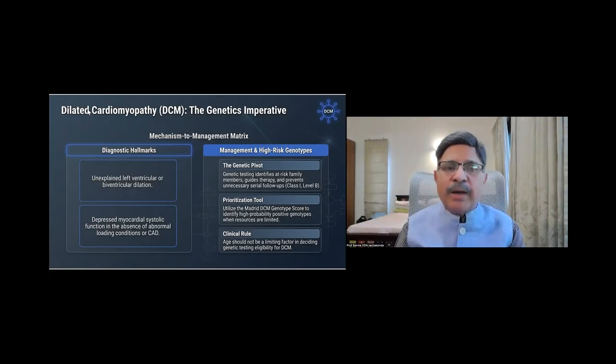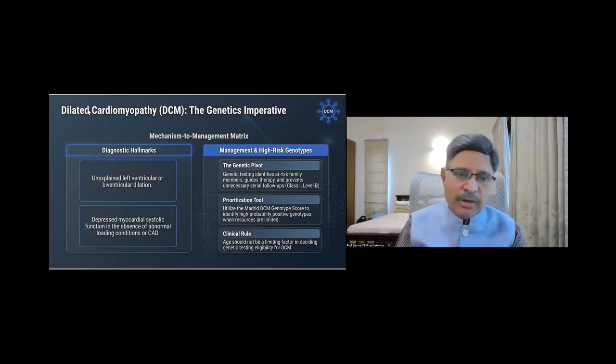Unexplained left ventricular or biventricular dilatation, depressed myocardial systolic function in the absence of abnormal loading conditions. What are abnormal loading conditions? Hypertension, ischemic heart disease, aortic stenosis, aortic regurgitation. Any of those abnormal loading conditions are not there. There is no coronary artery disease, but there is ventricular dilatation.